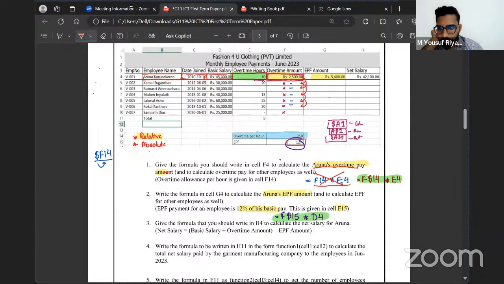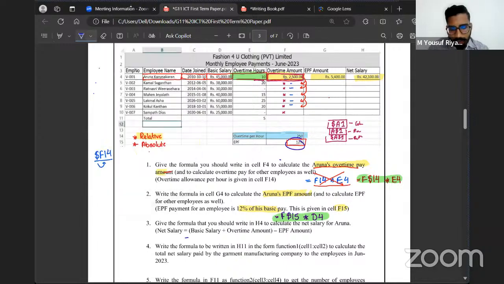Any questions there? Perfect. Now let's go for the next one. Give the formula that you should write in H4. To calculate the net salary for Anura, net salary is equal to basic salary plus overtime amount minus the EPF amount.